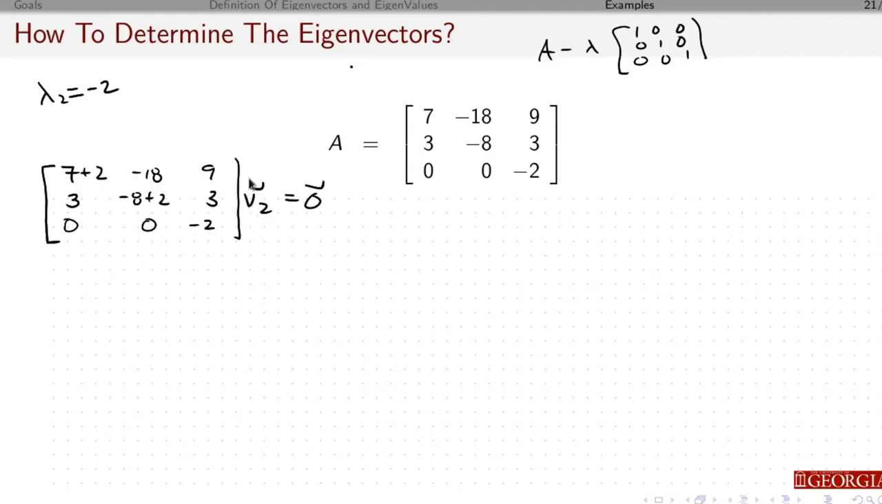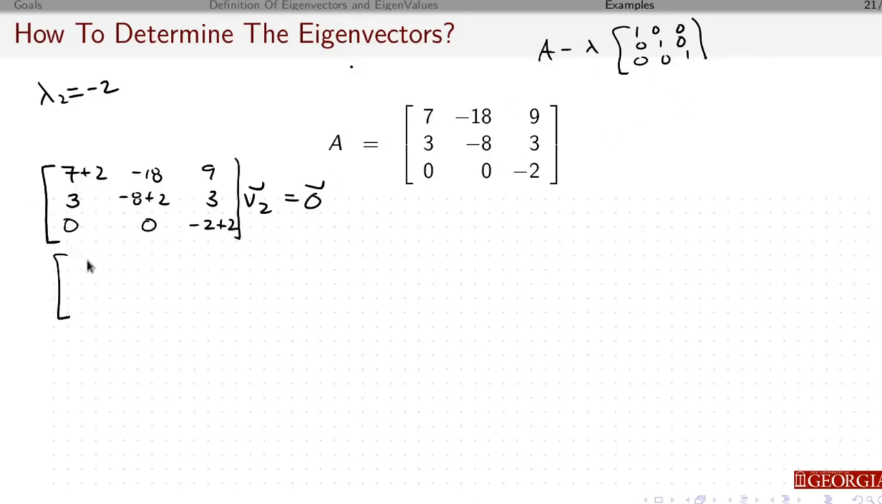Let's see, is this correct? I guess we'll see. So 7 plus 2, minus 8 plus 2, minus 2. I guess it's okay. So minus a minus 2. All right, we're okay. Sorry, I was off, but I forgot the minus sign.